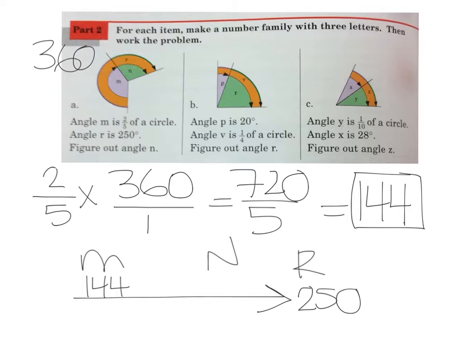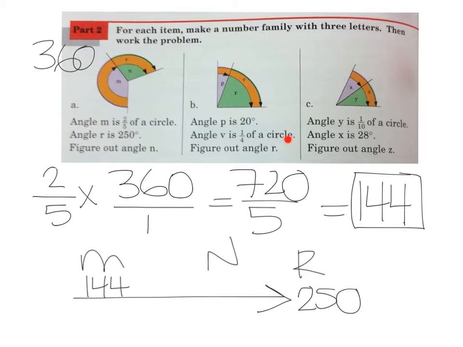So if you're not sure of all the steps, rewind and watch the explanation that I did for A, because you're going to have to do here this fraction 1/4 of a circle. You're going to have to set it up just like this. You'd have 1/4 times the 360. 360 degrees is what I put in place of the circle. And then I'm going to use that to figure out what angle R is.